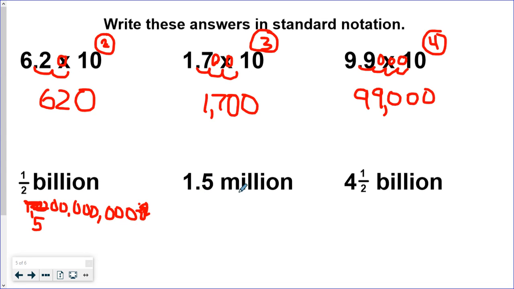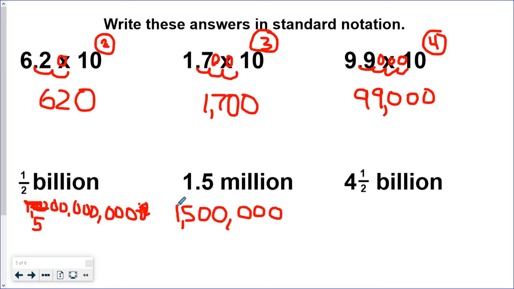Here I have 1.5 million. Well, I already know that I have 1 million, so I should have a 1 in the millions place. And this 0.5 means I have 500 thousand. That would be the same as 500,000. So I need to make sure I have a 5 in the 100,000s place, and then I'm going to put zeros everywhere else. And I put my commas there. So this would be an example of 1,500,000. That's the same as 1.5 million.